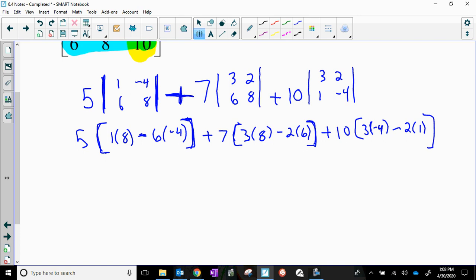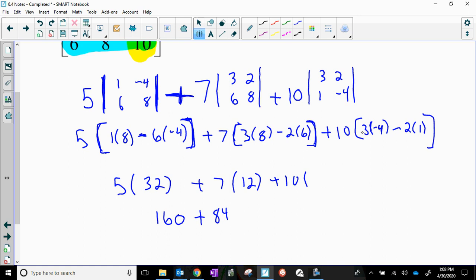Okay, now we're going to calculate. So 8 plus 24 is 32, times 5 is 160. And then we're going to add 7 times 24 minus 12. So 7 times 12 is 84. And finally, we got 10 times negative 12 minus 2, or negative 14. So minus 140. So 160 minus 140 is 20, plus 84 is 104.